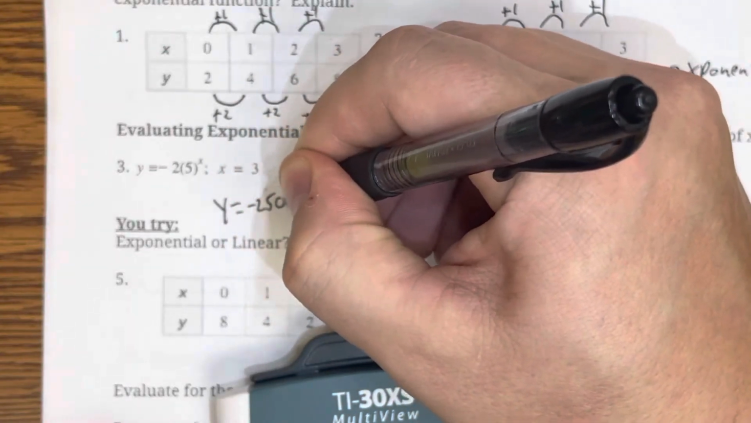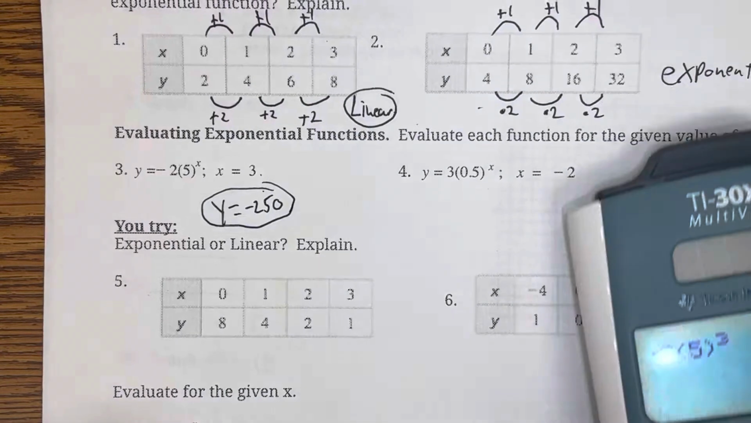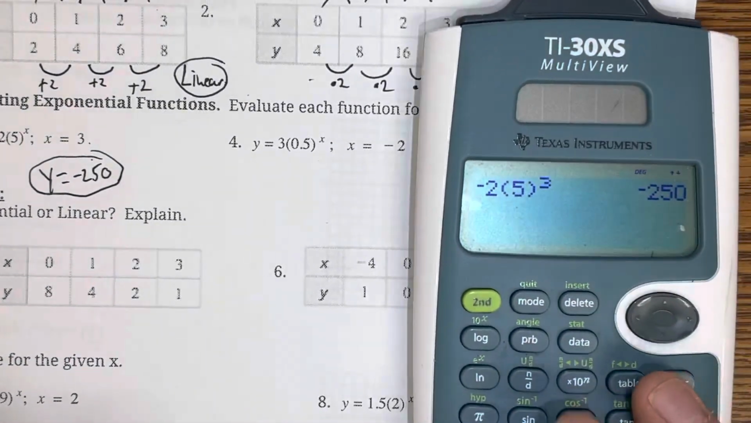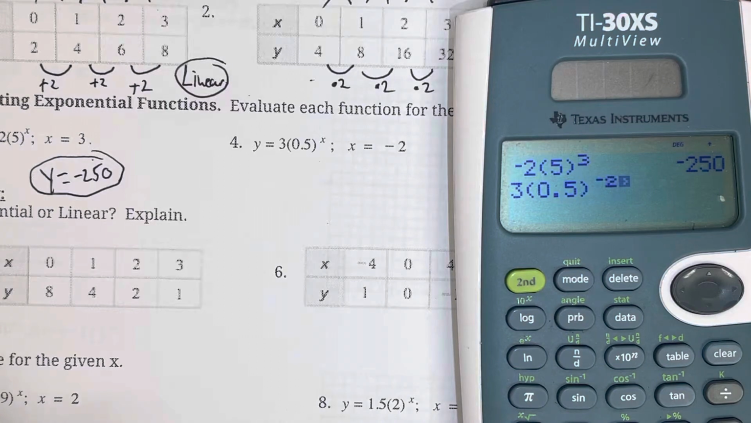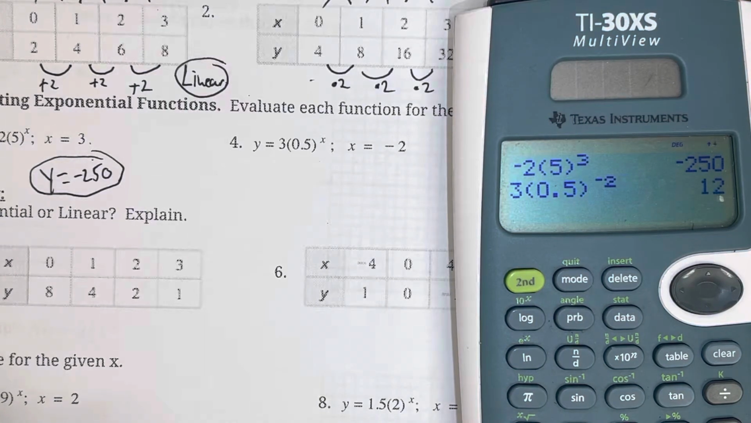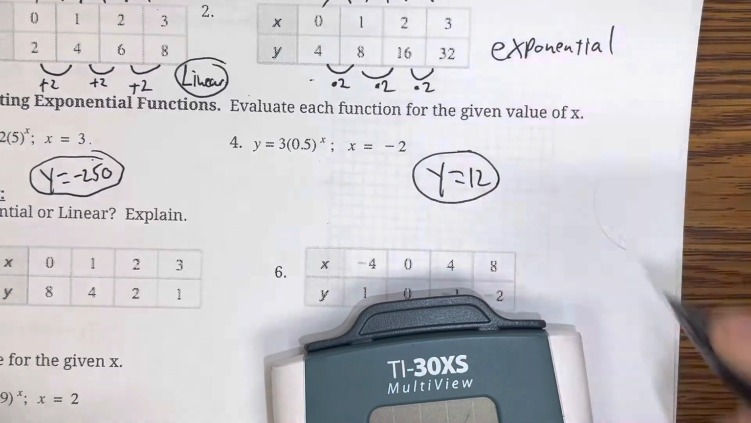The reason why we want to use a calculator is because we're going to graph these. All right, so the next one, just as it is there, is how we need to type it in. So 3 parentheses, 0.5. I guess I could put 0.5, same thing as 0.5. And then my exponent button, negative 2. And we get 12. So y is equal to 12.